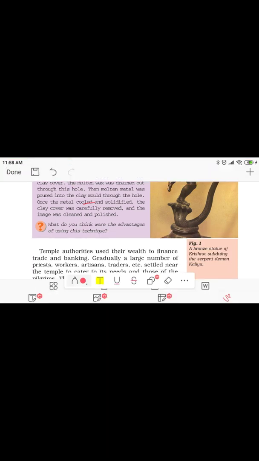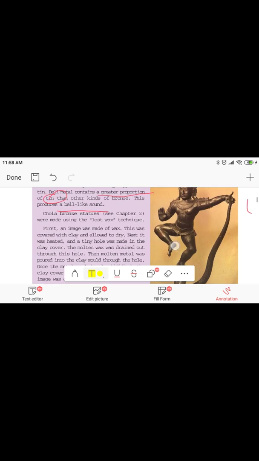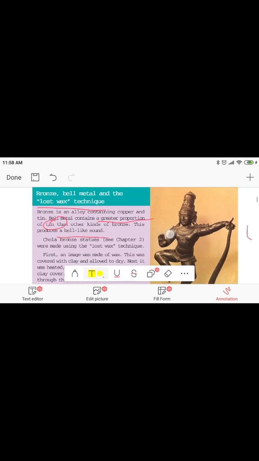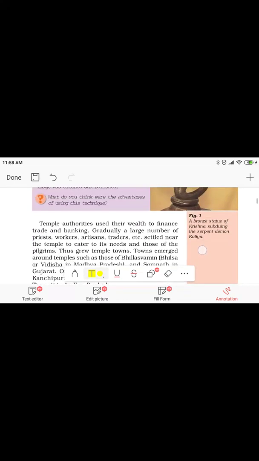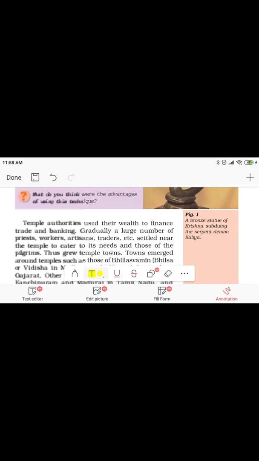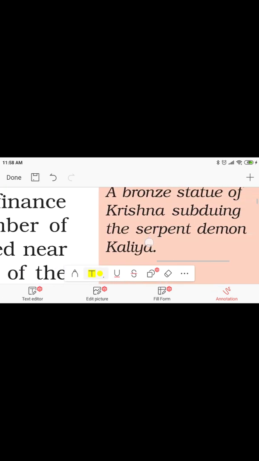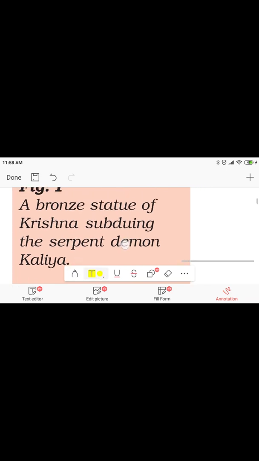Let's take a pen. So right over here we have a picture. This picture shows us a statue which has a bell-like sound and which is made using this technique, the lost wax technique. Here I have one figure to show you guys. Now in this it has a question for us. Okay, let's see what the question is.